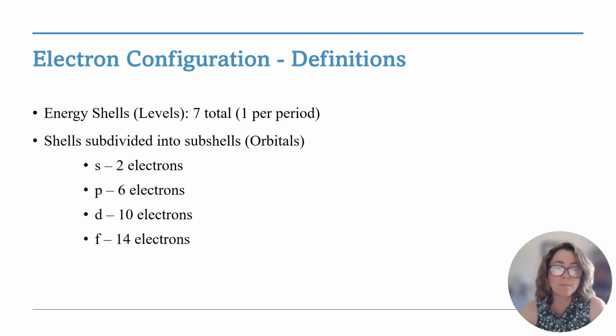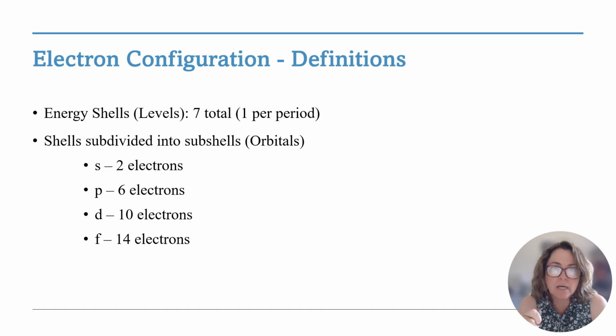All right, so just a couple of definitions that we need to run through. Really, there are two. The first would be what we're going to call energy shells or energy levels. There are 7 total, and there is 1 per period. So essentially what we're going to be doing here is using the periodic table to help us figure out where those electrons are, what that electron structure looks like.